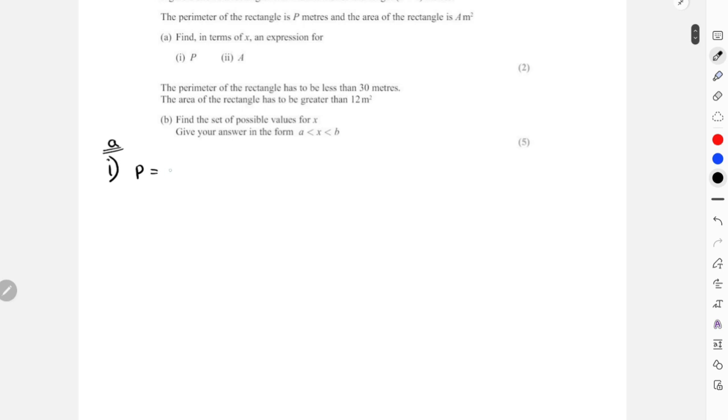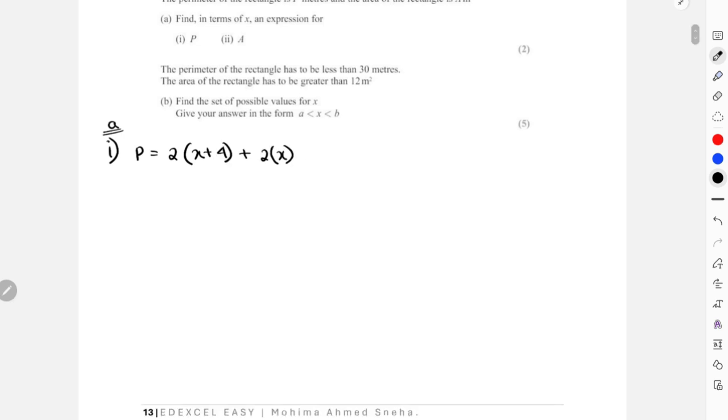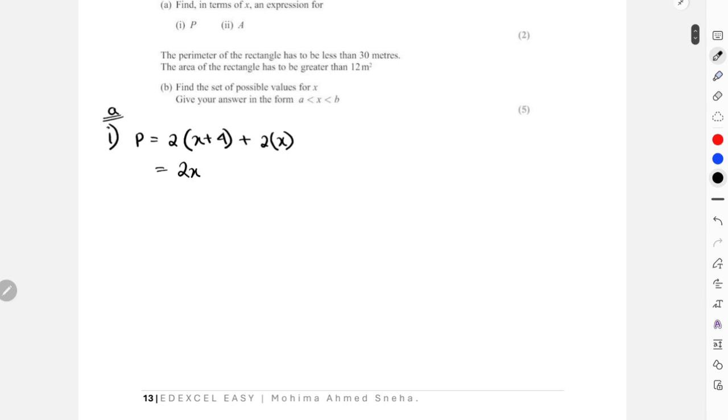So it will be 2 times x plus 4, plus 2 times breadth, which was just x. This one turns out to be 2x plus 8 plus 2x, so basically 4x plus 8. That is the expression for your perimeter for this rectangle.